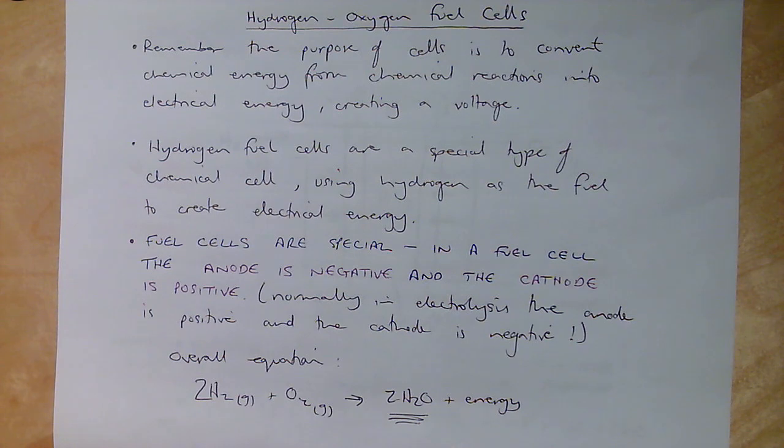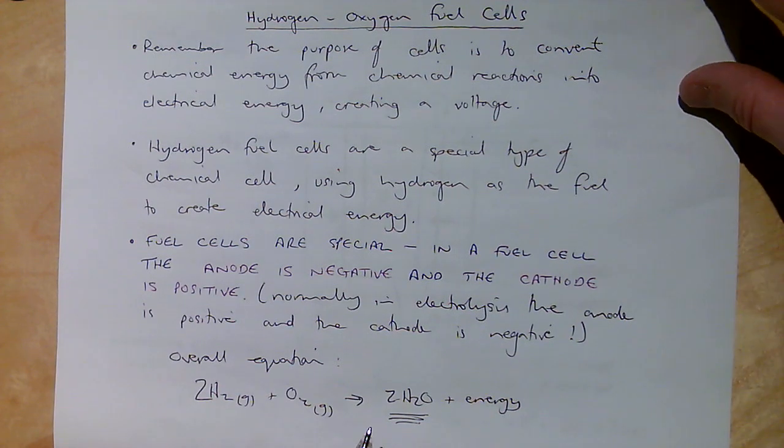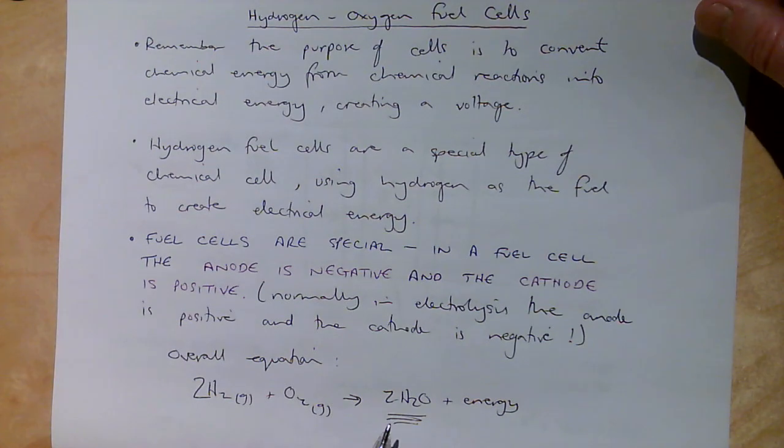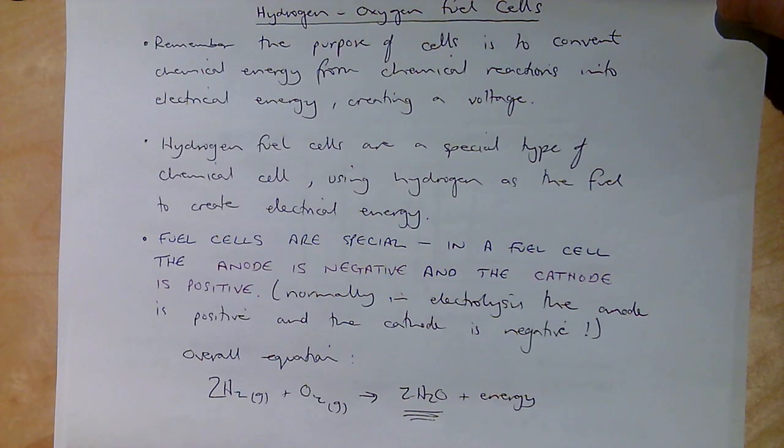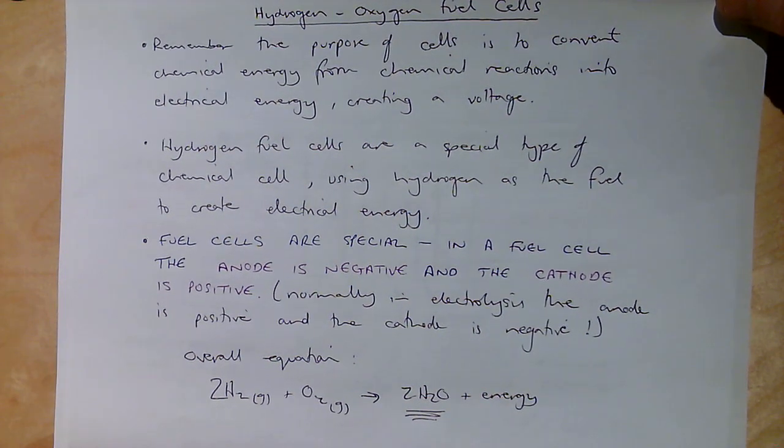Okay, so hydrogen-oxygen fuel cells, we're using chemical reactions using hydrogen as a fuel to create electricity. So I take some hydrogen, I react it with oxygen, and it makes water plus electrical energy. The fact that it just produces water is really quite good environmentally, because obviously that isn't harmful to the environment. So next step then, let's have a look at the setup of the hydrogen-oxygen fuel cell.